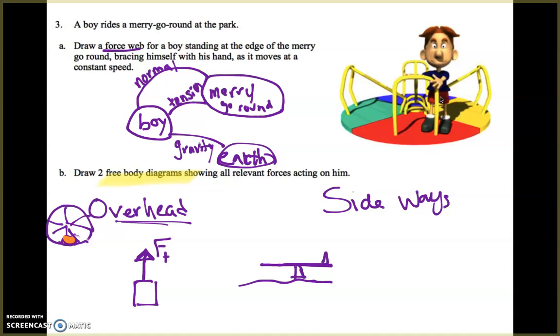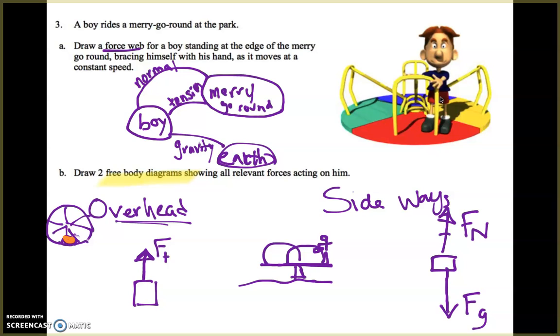And the boy is here holding on to the little merry-go-round things. So that's his arm holding onto the merry-go-round thing. In my sideways view, I can represent all of the forces, which is pretty nice. I can have a force gravity downwards. I can have this force normal upwards.